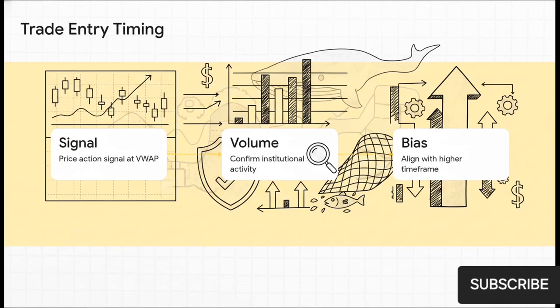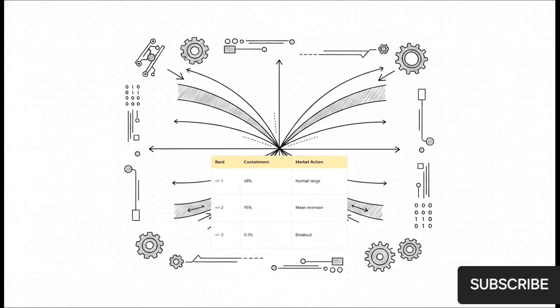Combining these 3 elements with your price action massively improves your trade entry timing. And honestly, it keeps you from getting trapped by those brutal false breakouts, which, more often than not, are just institutions grabbing liquidity. And this brilliantly illustrates the mathematical boundaries of normal price action once you're actually in the trade.